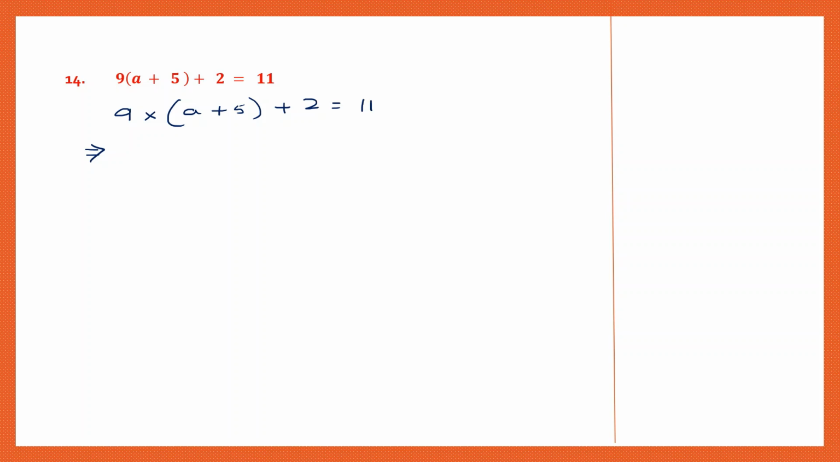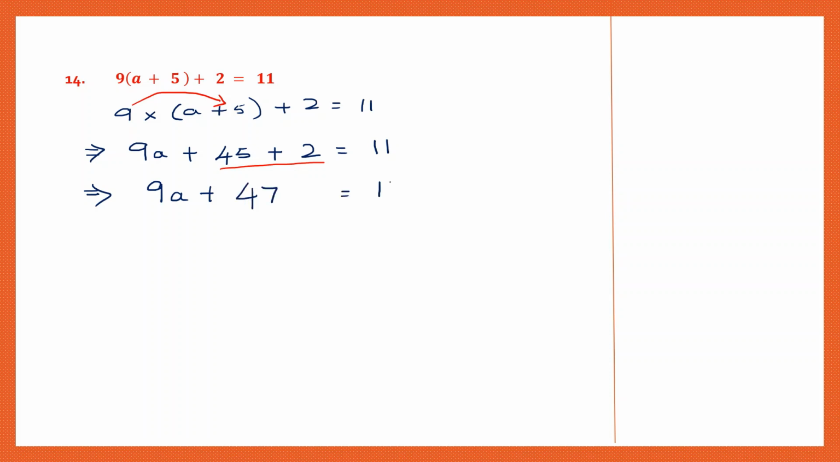So first we need to multiply 9 into a. So 9 into a will be 9a plus, now we have to multiply 9 into 5 plus 5. That will be 9 fives are 45. So we finish that, we'll write the rest as it is. Plus 2 equals 11. So here we have 9a plus, now we can add up these two. 45 plus 2, that is 47. 9a plus 47 equals 11.